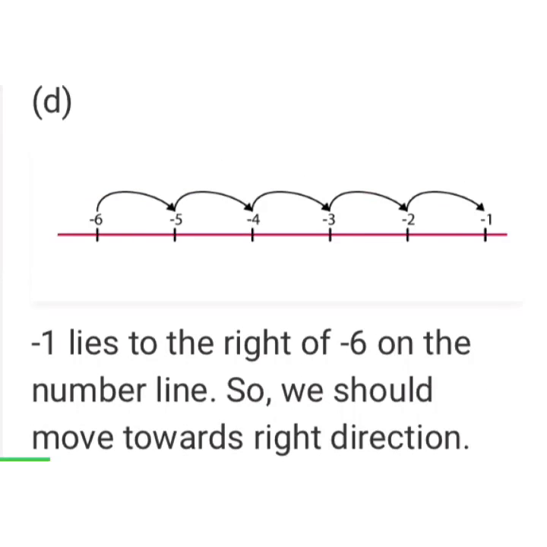Now the last question of this exercise, if we are at minus 6 on the number line, in which direction should we move to reach minus 1? So children, you can see on the number line that we are on minus 6 and we have to reach minus 1. So which direction will we move? Yes, we will move in the right direction to move from minus 6 to minus 1.